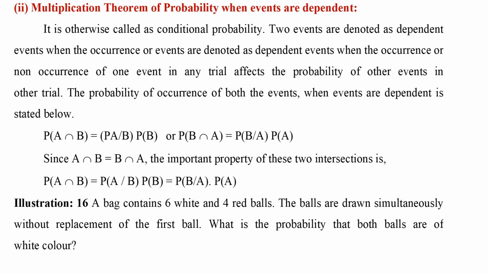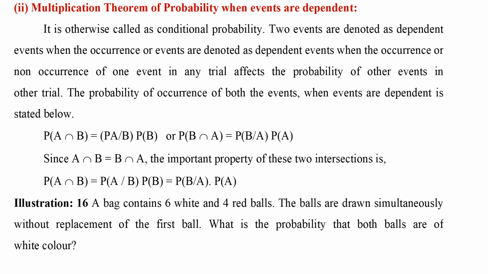P(A ∩ B) equals P(A|B) × P(B), or P(B ∩ A) equals P(B|A) × P(A). Since A ∩ B equals B ∩ A, the important property of these two intersections is P(A ∩ B) equals P(A|B) × P(B) equals P(B|A) × P(A).